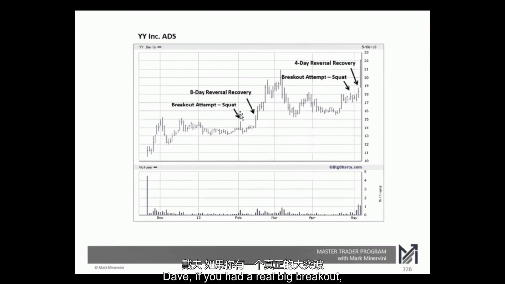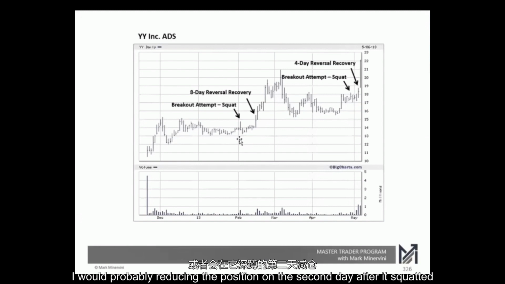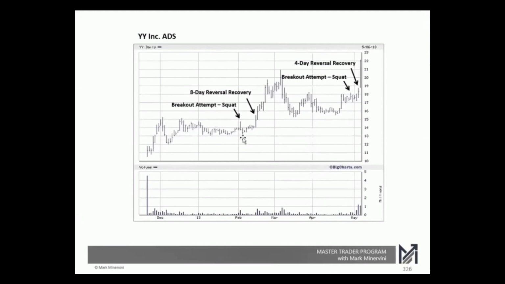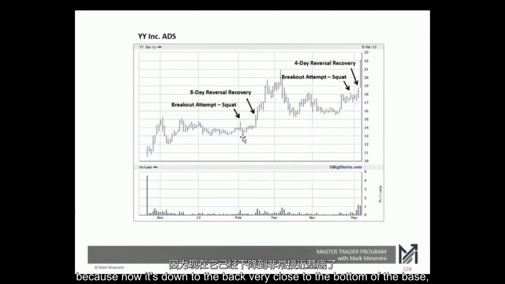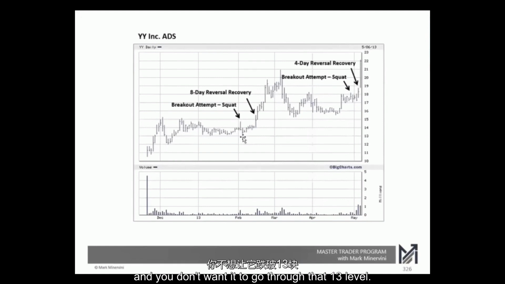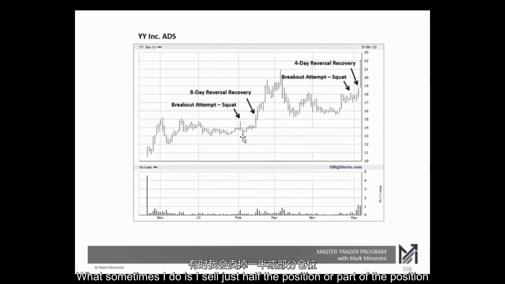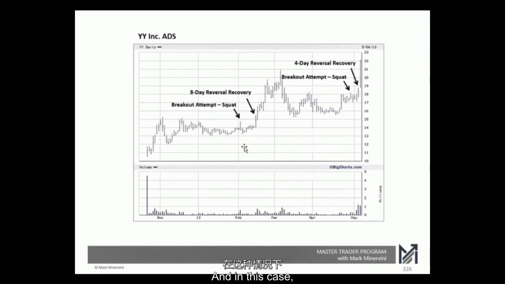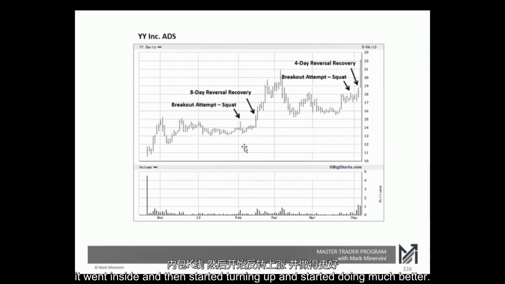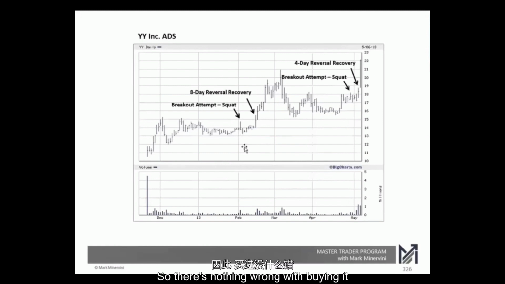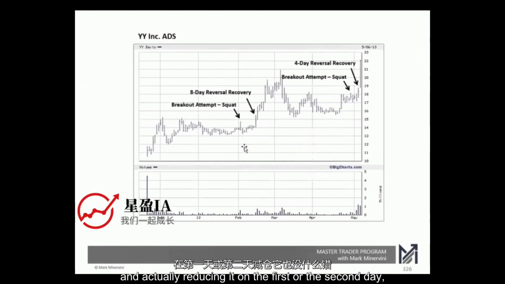Dave, if you had a real big breakout, let's just say this is up 10, 12, 15%, then it comes all the way back and closes at the low, that's a bit more ominous, right? Yeah, I would definitely take some off. I would probably be reducing the position on the second day after it squatted and then went lower. That's not a good sign, because now it's very close to the bottom of the base, and you don't want it to go through that 13 level. So sometimes I sell just half the position or part of the position and see if it can make it. In this case, it went inside and then started turning up and doing much better. So there's nothing wrong with buying it and reducing it on the first or second day, especially if it's not acting the way you thought it should.